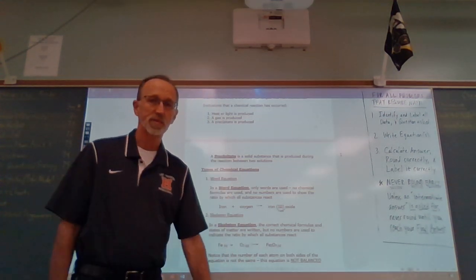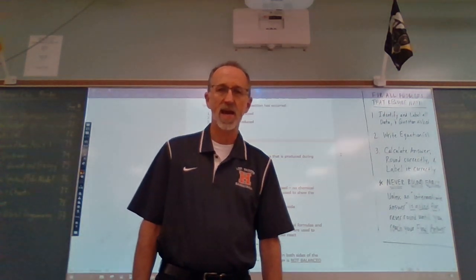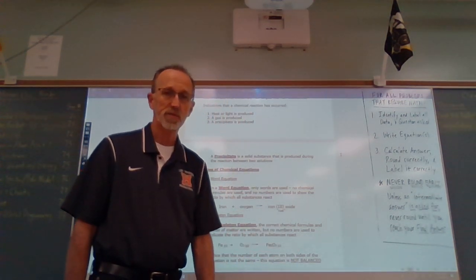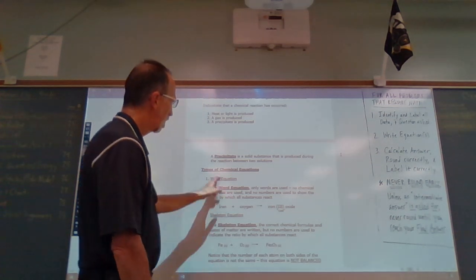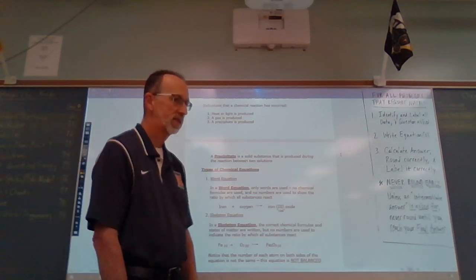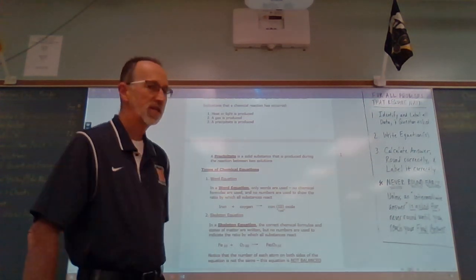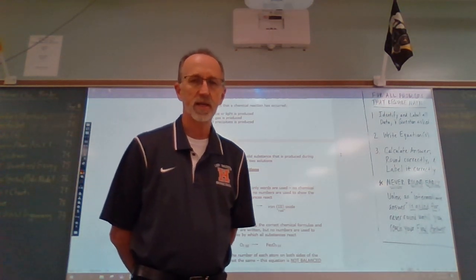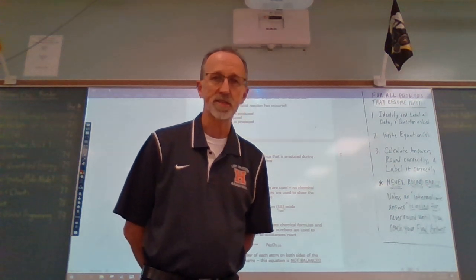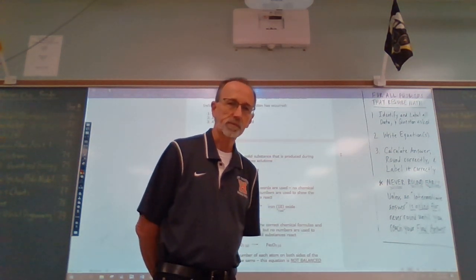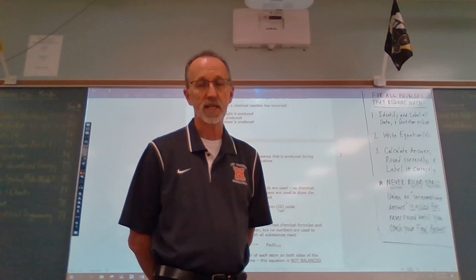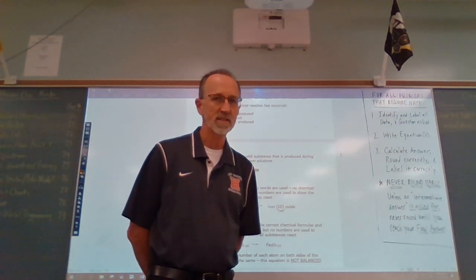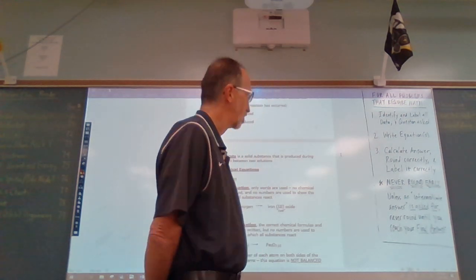A gas is produced. A precipitate is produced. We've talked about precipitates before. A precipitate is a solid substance that is produced during the reaction between two solutions. Remember, solutions are basically in the liquid phase, whereby something is dissolved in water. When you mix two solutions and get the formation of a solid substance, or a precipitate, that is definitely an indication that a chemical reaction has occurred.